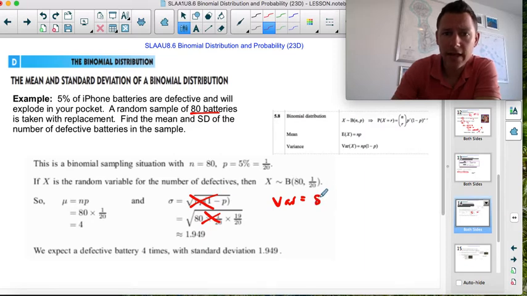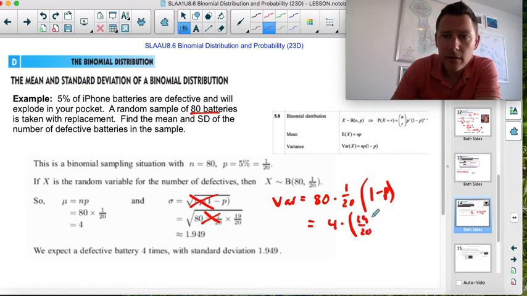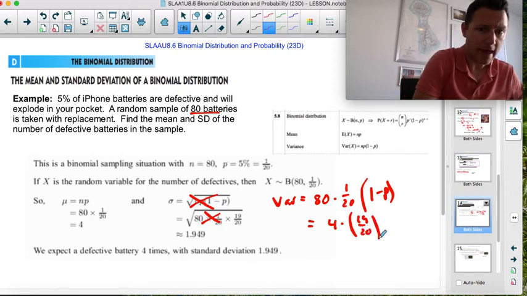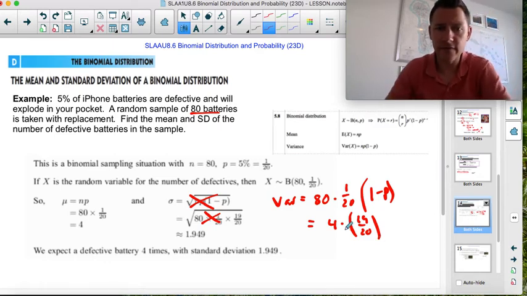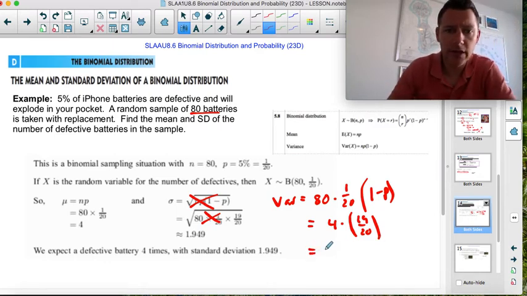You'd say 80 times 1/20th, which is 4, times 1 minus p. So this would be 4 times 1 minus p. The probability is 1 out of 20, so 1 minus p would be 19 out of 20. So the variance would be 19 out of 20 times 4. So this is 3.8.